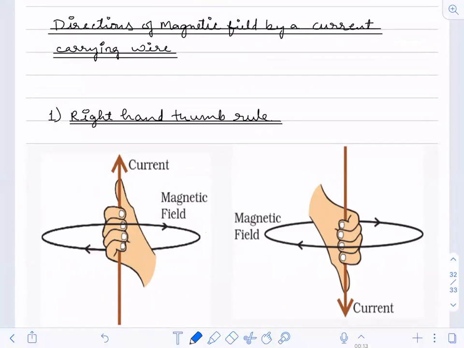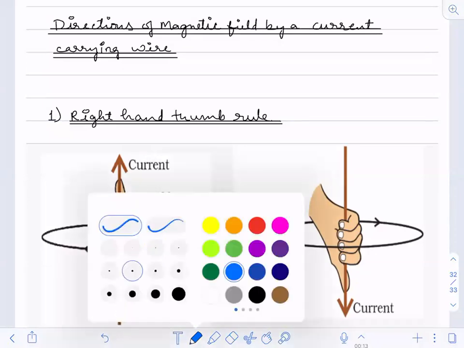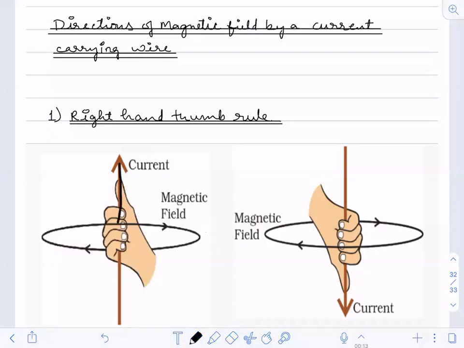So what is the right hand thumb rule? Suppose there is a conductor, this is a conductor over here, and this is the direction of the current. Now you have to hold that conductor in your hand. Suppose you are holding that conductor in your hand.